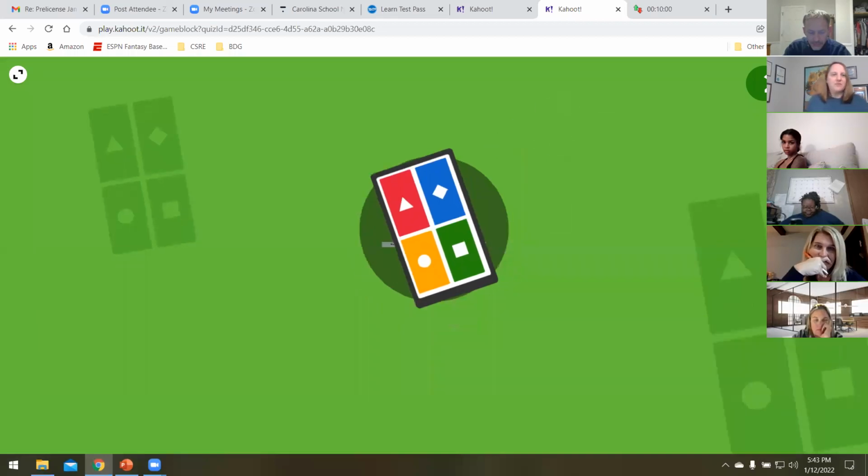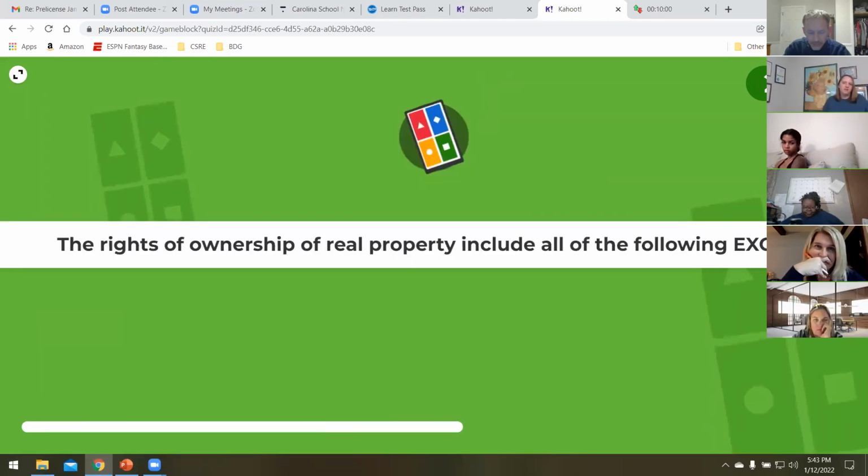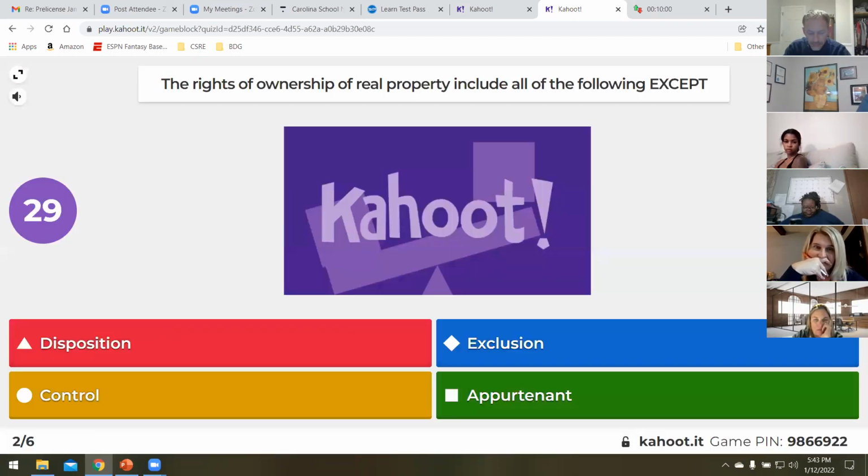Question number 2. The rights of ownership of real property include all of the following except.